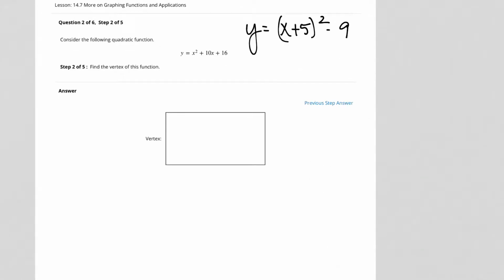Step 2, find the vertex of this function. So I went ahead and transferred over the vertex form of the function. y equals x plus 5, the quantity squared, minus 9. So our vertex is (h, k), which in this case is (negative 5, negative 9).